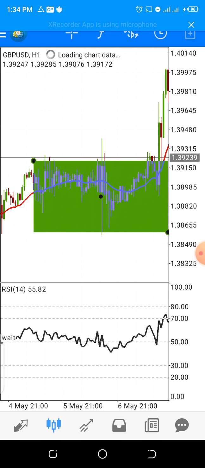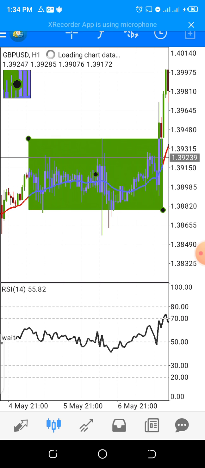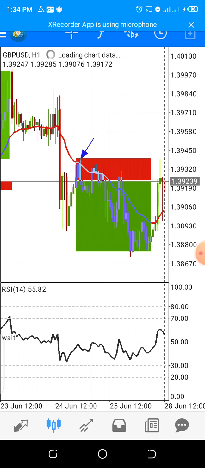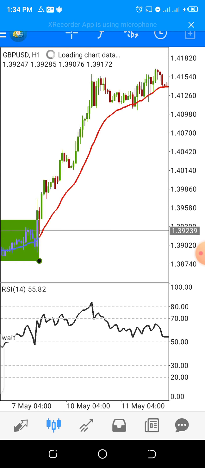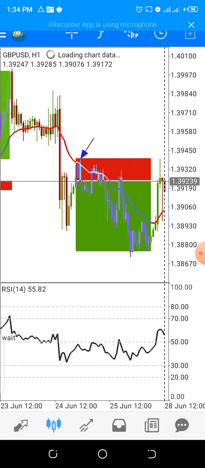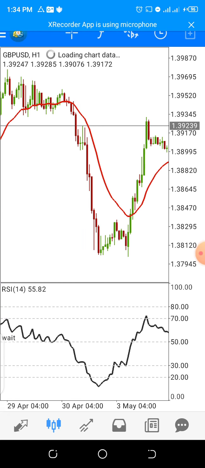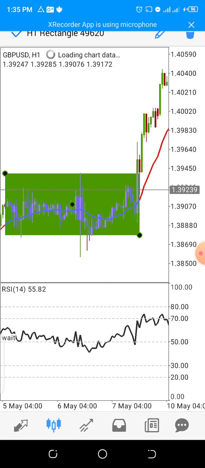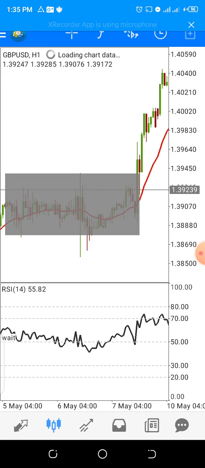All the structure was broken. Even to this point, this range was broken with this massive candle. For me, I'll wait for a kind of pullback around this zone. I'll wait for a little pullback, because definitely after a long candle like that, there will always be a pullback in that zone.